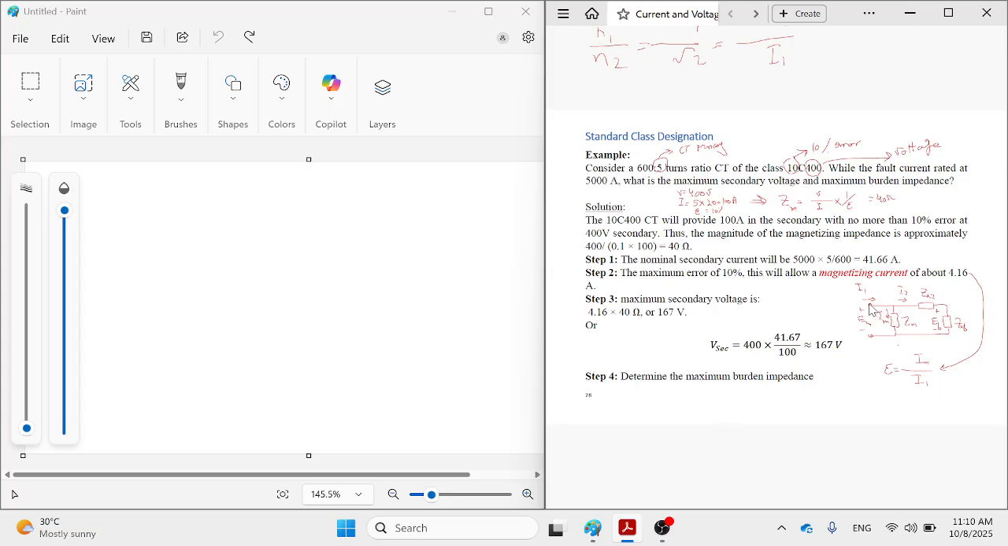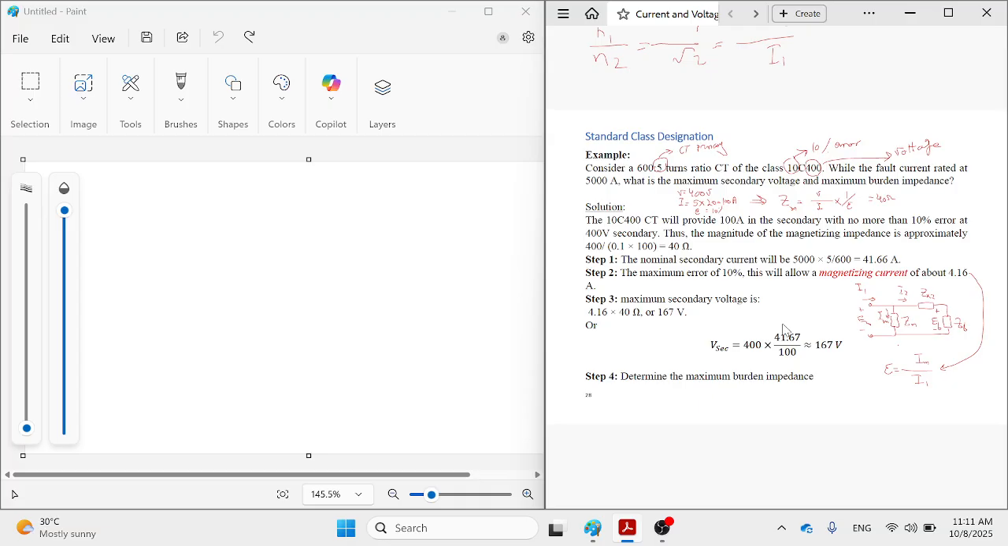Then the maximum error is 10%. The meaning of that is when we know I1, we know I2 is 90% of I1. On the other hand, 10% goes to IM. In other words, we can describe the maximum error of 10% as meaning 10% of I1 is IM. So you can see the IM magnetizing current is considered as this value here. Okay, correct?